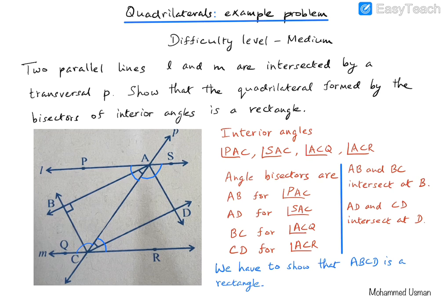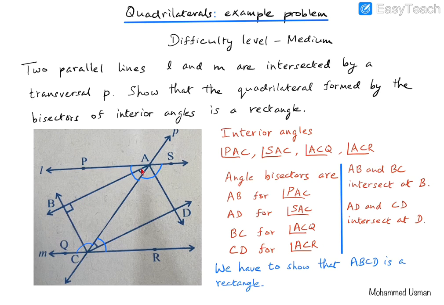For that, we are going to approach this problem in three steps. The first step is we need to prove that this quadrilateral is first of all a parallelogram. Once we have proven that this quadrilateral is a parallelogram, we can then prove that one of the angles of that parallelogram is 90 degrees, which will then make that parallelogram a rectangle. So to prove the quadrilateral ABCD is a parallelogram, we have to show that the pairs of opposite sides are parallel. That means we have to show that AB is parallel to DC.